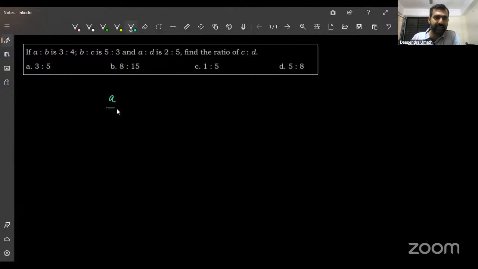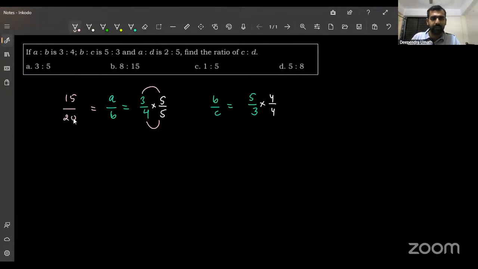So what I'm told is that A upon B is 3 upon 4 and B upon C is here 5 is to 3. Now please understand, here B is 4 and here B is 5. So can I do something to make them equal? So what I do is I multiply 5 by 5 here and I multiply 4 by 4 here. By that, what I have is 5 into 3, which is 15, and 4 into 5, which is 20. By this, I have B as 5 into 4, 20 here, and 4 into 3, 12 C here.